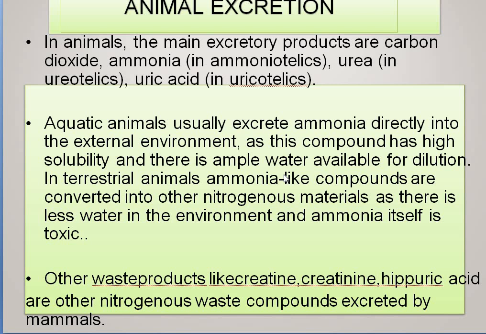Then if I talk about uric acid, it is the least toxic product. In terms of toxicity, it is the least toxic excretory product, and it causes the least loss of body's water. So it occurs mainly in land animals, like insects, land snails, land reptiles, and birds. In all these, uric acid is the main excretory product.